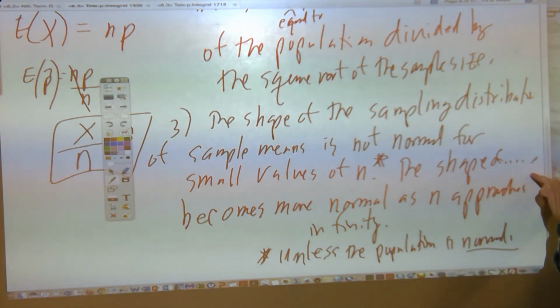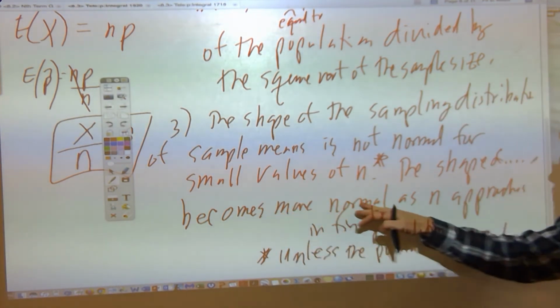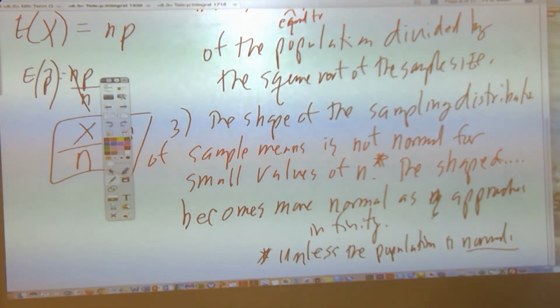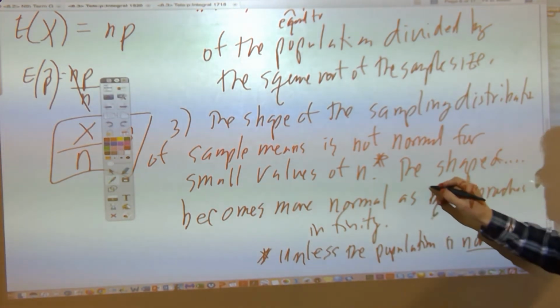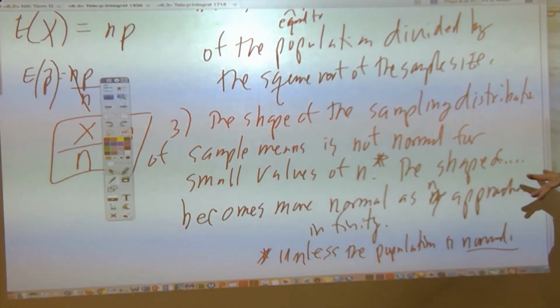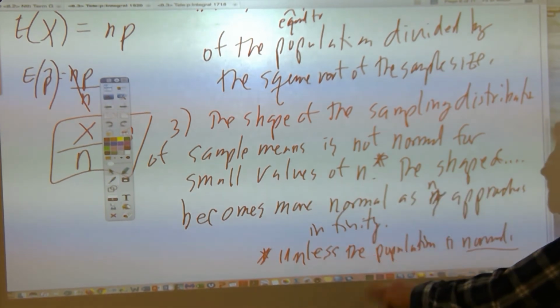So go ahead and use parallel construction. The shape of the sampling distribution of sample means becomes more normal as sample size approaches infinity. We're not saying small values here, so we can say as n approaches infinity. Here we're saying n twice. As n approaches infinity. Let's try it.